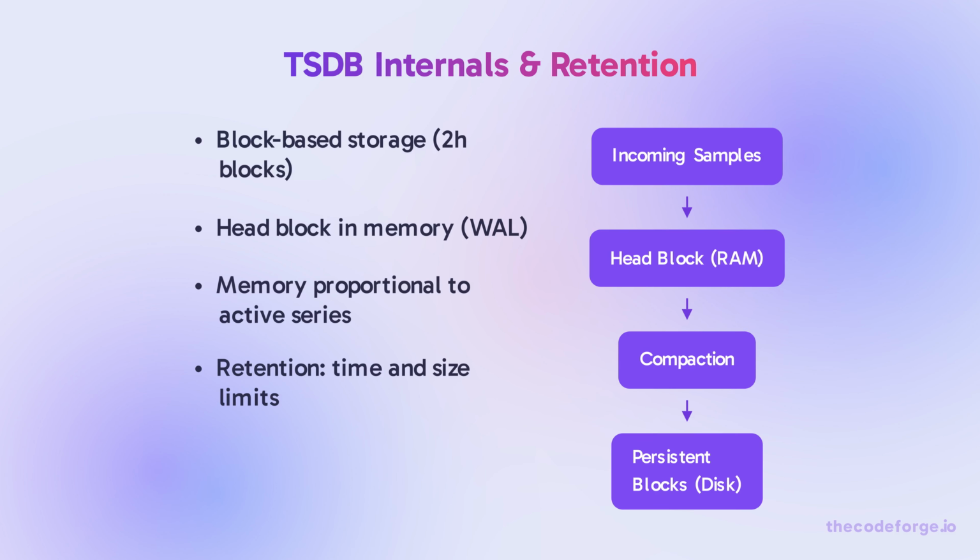Prometheus TSDB stores data in 2-hour blocks. The head block is in memory and receives all new samples. Every 2 hours, it's compacted to disk. Memory usage is directly proportional to the number of active time series.